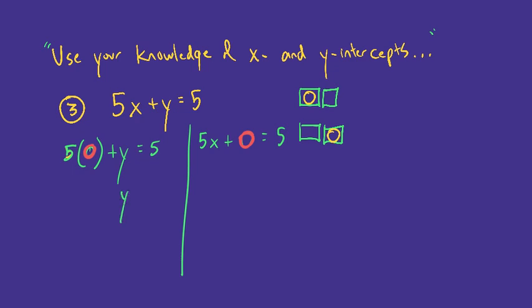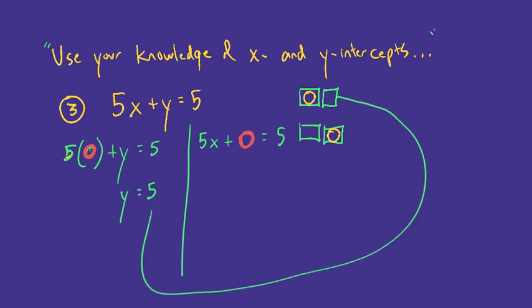5 times 0 is just 0. So we just have y on the left equal to 5. So when x was 0, y is 5. And then continuing on with the second equation, 5x plus 0 equals 5. 5x plus 0 is just 5x. Divide by 5. And 5 divided by 5 is just 1.